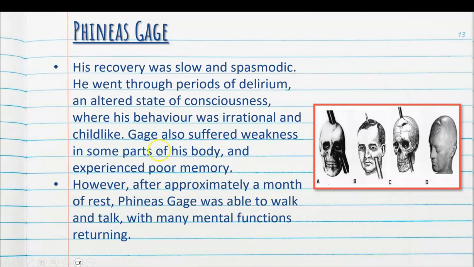Approximately 1 month after this injury, however, he was able to walk and talk with many mental functionings returning. So that's what we call neuroplasticity. So when the brain is able to recover and make new neural pathways in order to recover itself and maintain somewhat of normal functioning again in that particular site of the brain.